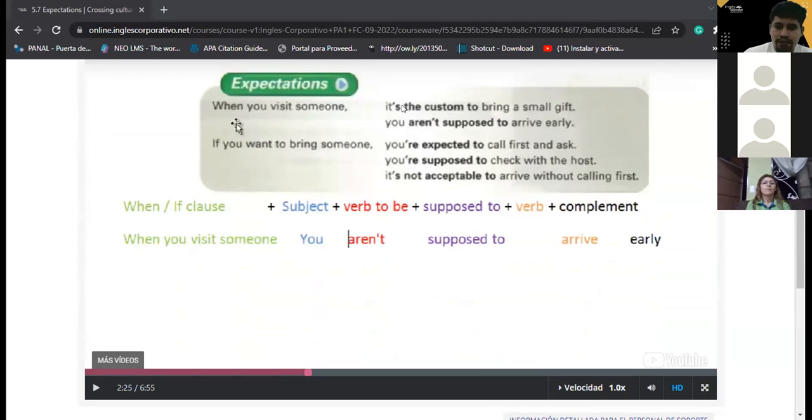The difference with the zero conditional here is that we are going to be using some phrases that allow us to share expectations. For instance, when you visit someone, it is the custom to, you aren't supposed to, you are expected to, it's not acceptable to. So those are phrases that we usually take into account in order to express expectation. Expectations probably are things that we have in a culture, or probably not, okay? Because this is something that we can do or not. That's why it is expectation.